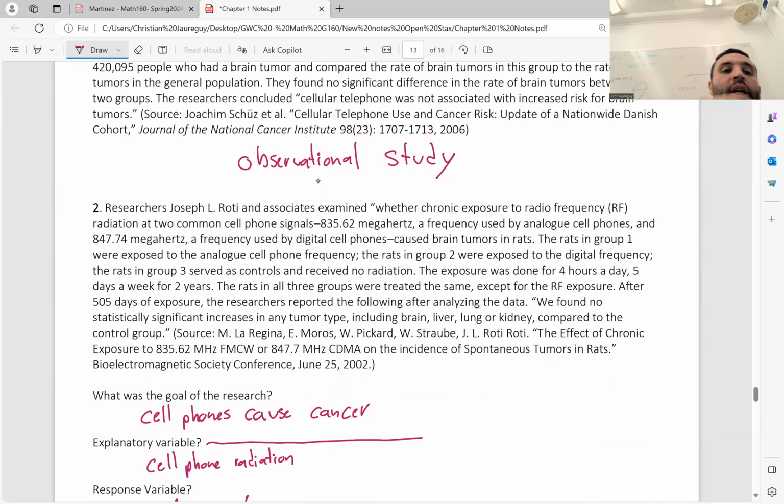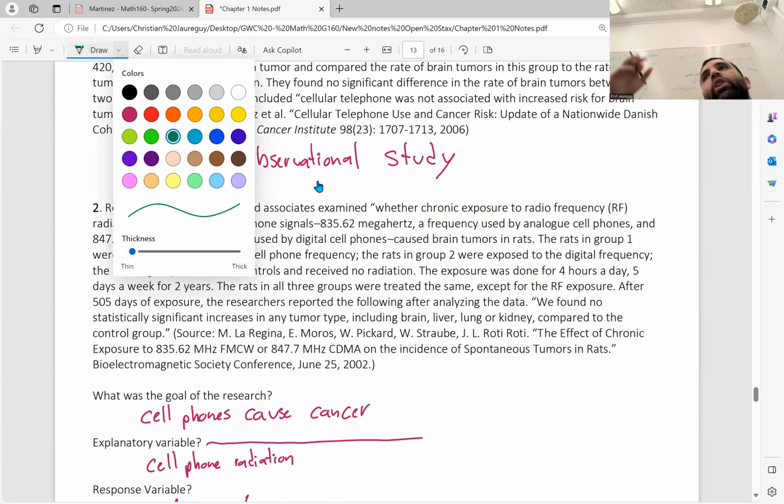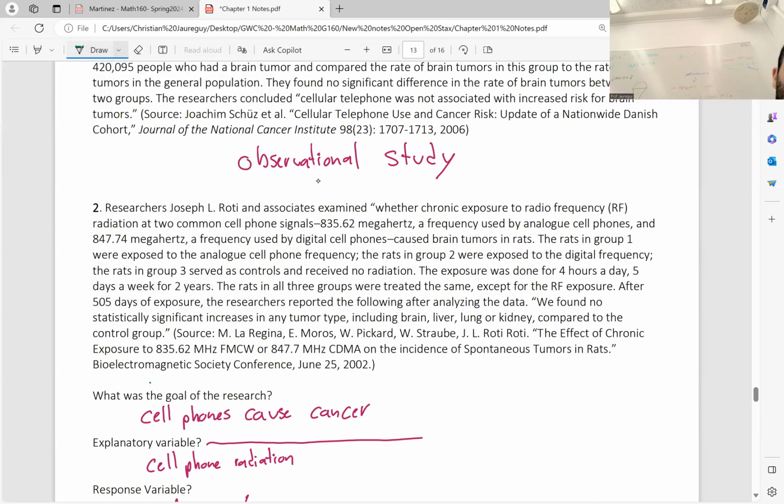Towards this one, I imposed radiation. I did something to the subjects, to the experimental units. So this one was definitely an experiment. This is another style of question that I would ask you. Experiment or observational study. So something to think about.